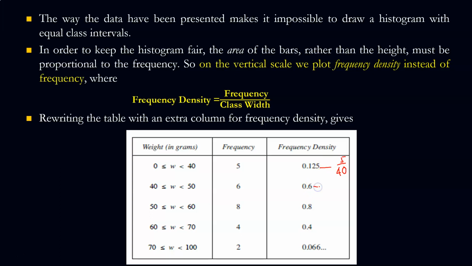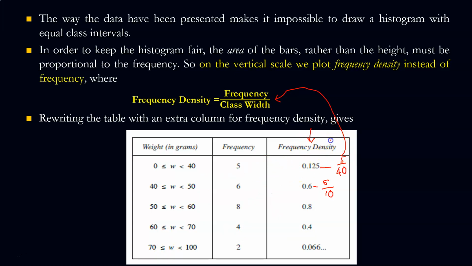For this one, 6 divided by class width. Kita ikut formula ni. 6 divided by, dalam ni ada berapa nombor? Ada 10. 6 divided by 10. That's why you get 0.6. So on and so forth. This is how you get the rest. Okay. So now you have an extra column, which is this one.